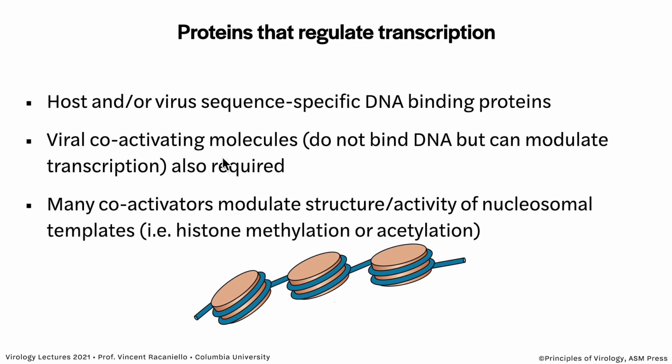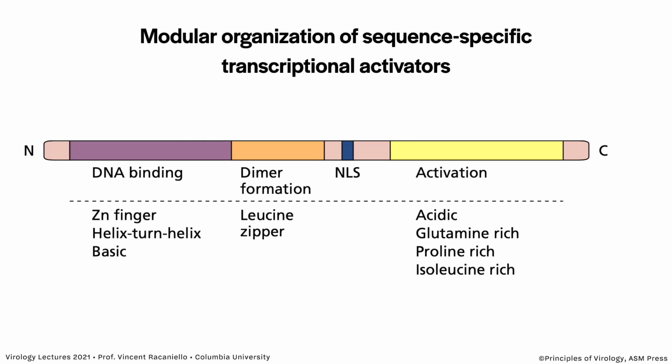So these are co-activating molecules that can either stimulate or inhibit transcription by modulating the activity of nucleosomes. There are others as well, but this is one that we're going to come back to a few more times in this course. Now, these DNA binding proteins that are involved, they have a modular organization that is shown here.